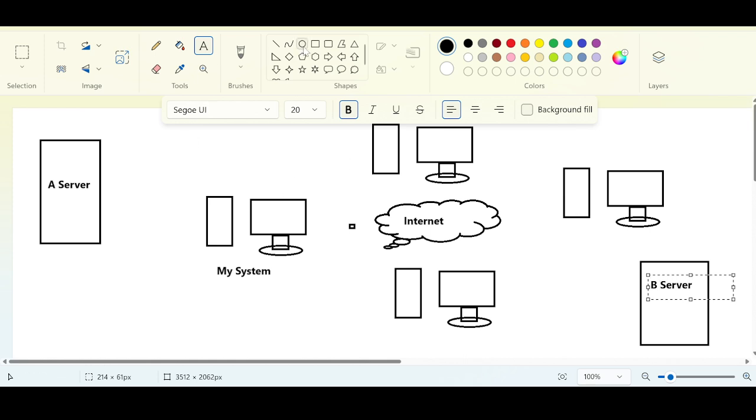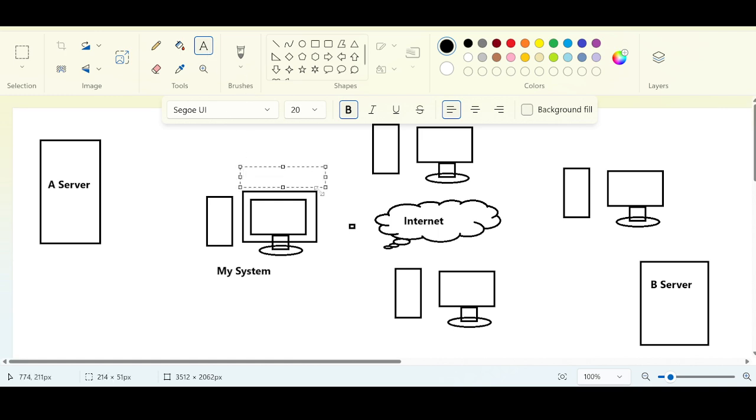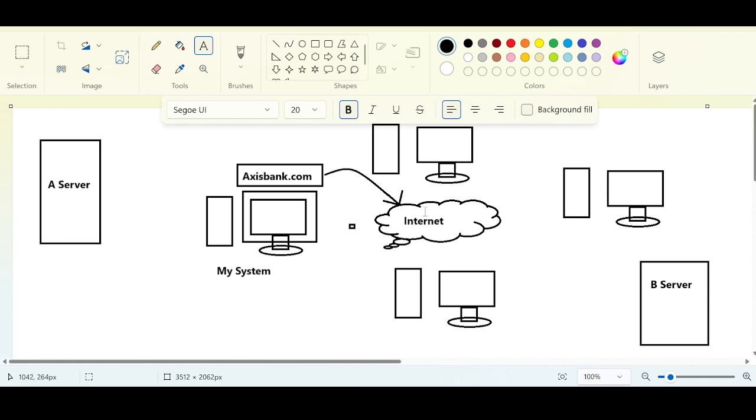If I launch the calculator in my system, it is a standalone application. But if I want to launch my banking website, Axis Bank or Canara Bank or State Bank of India, axisbank.com, the instruction that I have given to my computer has a lot of dependency. To launch a website, definitely I need an internet connection. Yes or no?